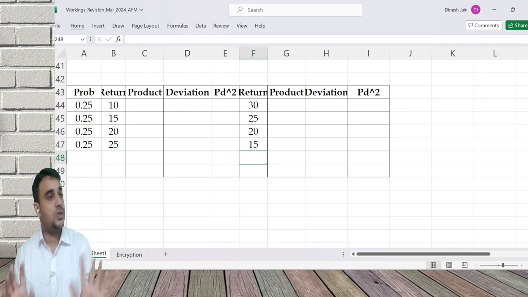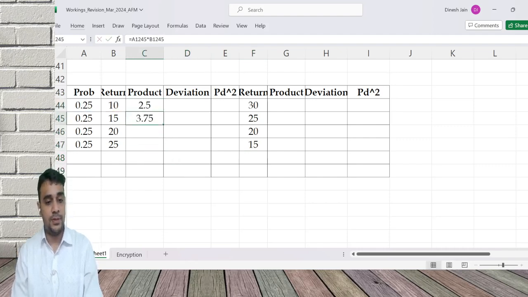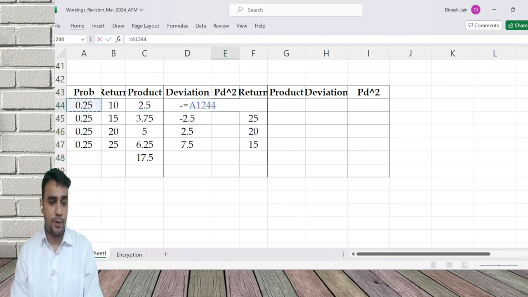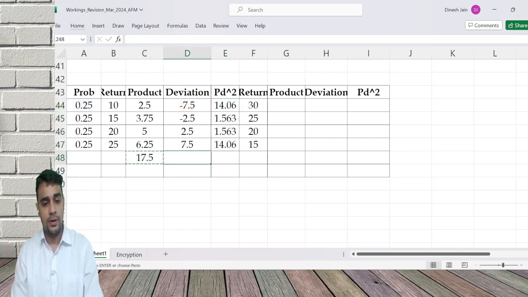Now first let's do individual security. What is individual security? Return into probability. You put a total. You do a deviation. You do a PD square, probability into deviation into deviation. Standard deviation is 5.59%. Return is 17.5.